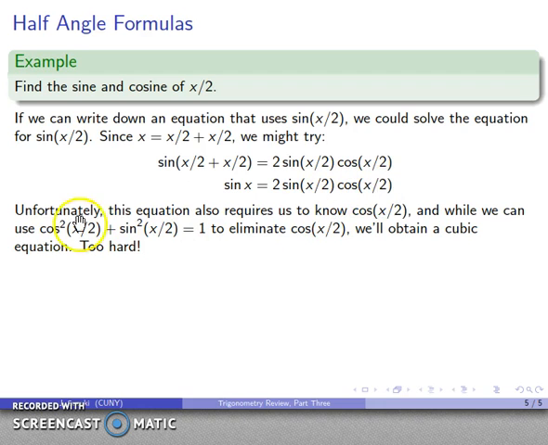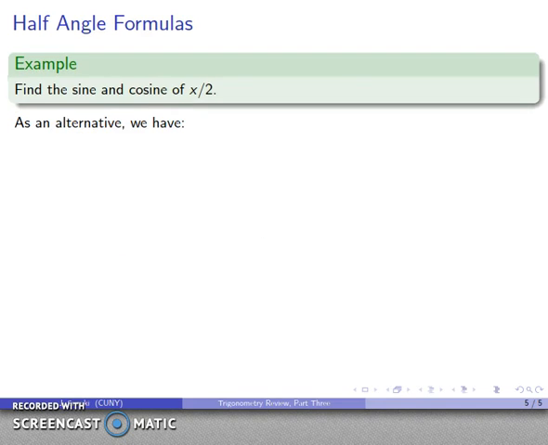And while I can use my Pythagorean identity to eliminate the cosine of x over 2, after all the dust settles, what I'm going to end up with is an equation that is cubic in sine of x over 2, and that's too hard to solve. While we can solve it, it's a little bit more challenging than we really want to deal with right now. So, well, there's another formula that involves sine of x over 2, and that's going to be our cosine formula.